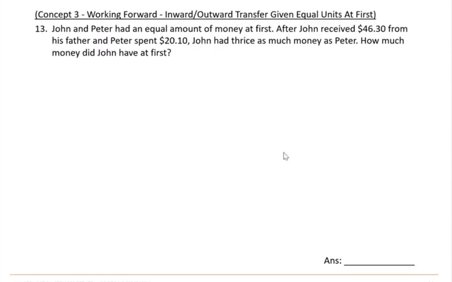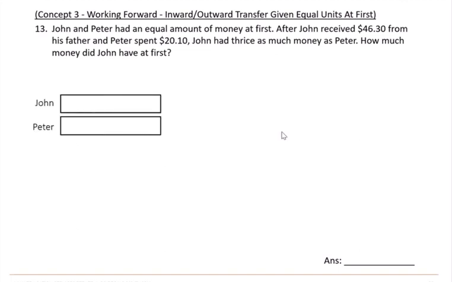Concept 3, working forward, inward, outward, transfer given units. Given equal units at first. Okay, question 13. John and Peter have an equal amount of money. So you draw equal. This one, no need to hesitate, just draw. John received $46.30 from his father. Peter spent $20.10. John had thrice as much money as Peter. How much money did John have at first?